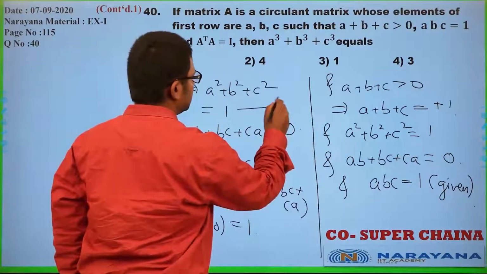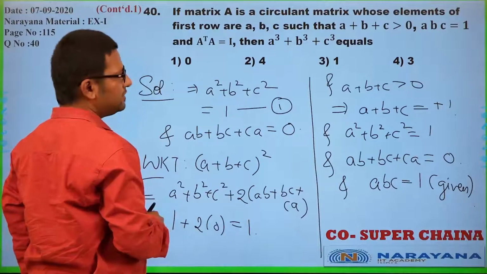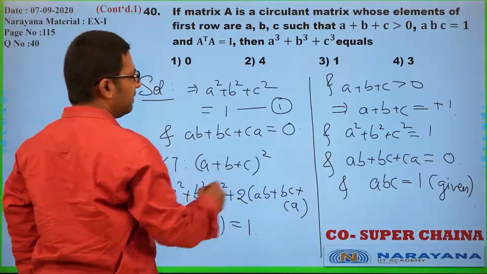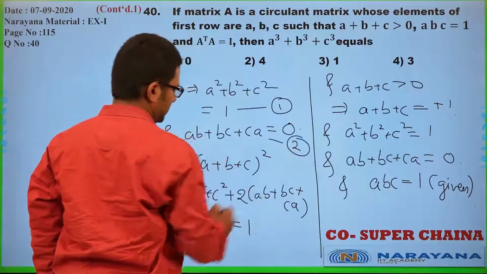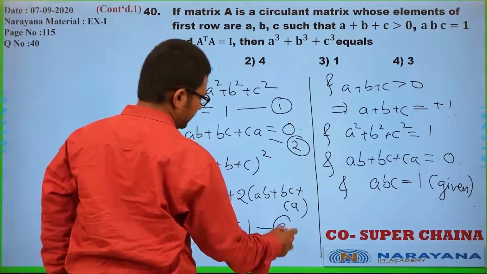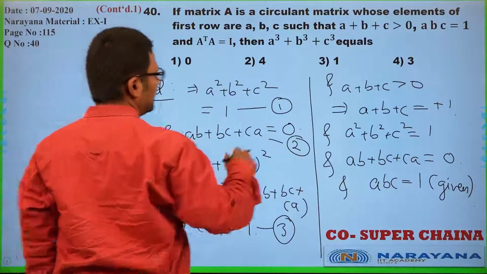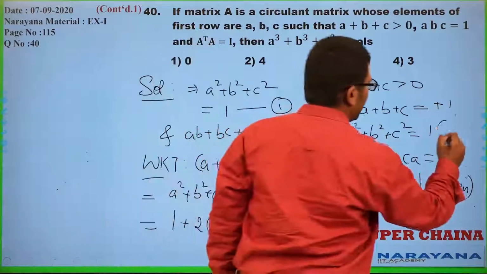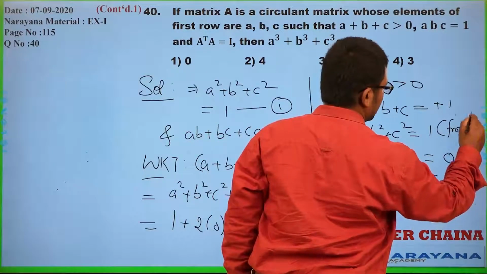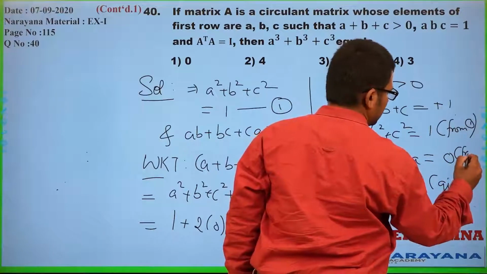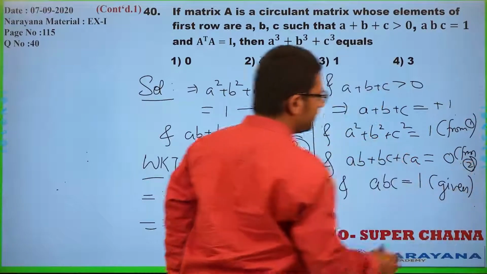For our reference, let us give numbers to each of these: result 1, result 2 and result 3. In fact, that is result 3. Okay, doesn't matter. So this is from 1 and this is from 2.